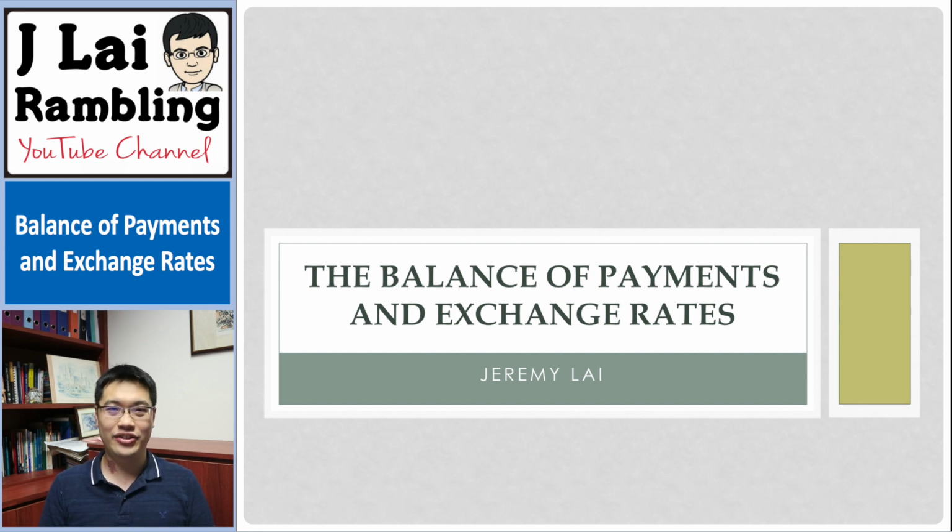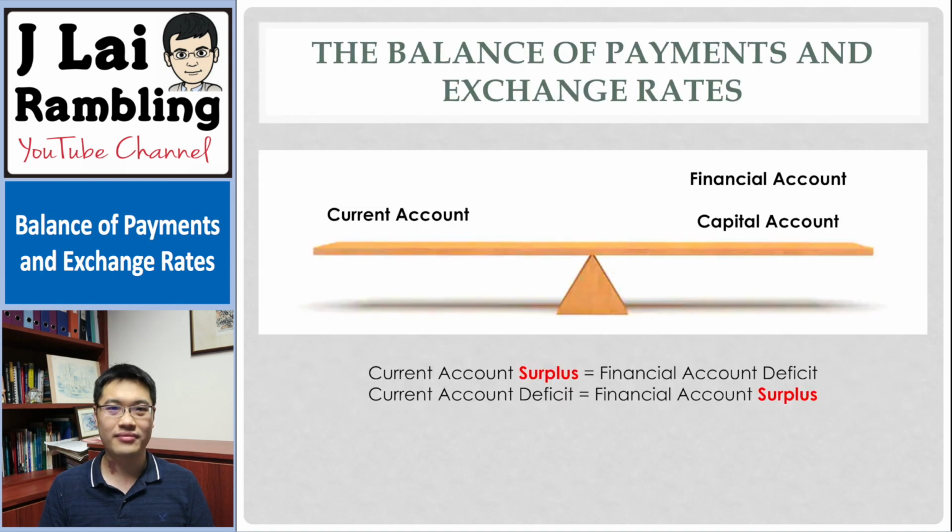Mr. Lai here, and today I'm going to be talking about the balance of payments and exchange rates. We've already learned that the current account plus the financial and also the capital account adds up to zero. Assuming that the capital account is very small, when there's a current account surplus, the financial account will be in a deficit, and vice versa.